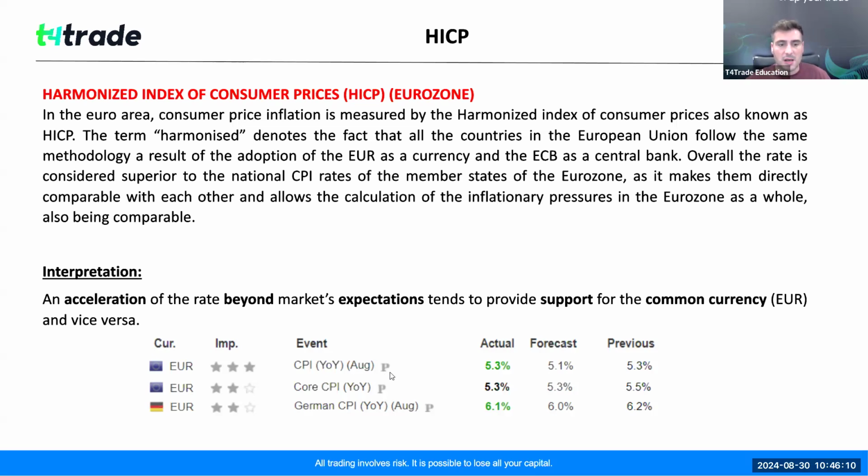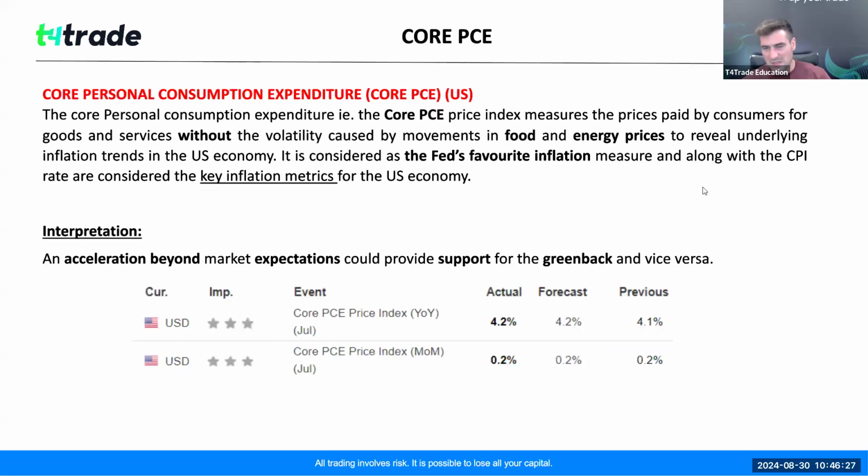So preliminary CPI for the month of August from the Eurozone, 5.3 was the expectation. The forecast was for a slowdown to the 5.1% level. The actual one was 5.3. No major reaction was expected after this. Okay, so same kind of rationale.